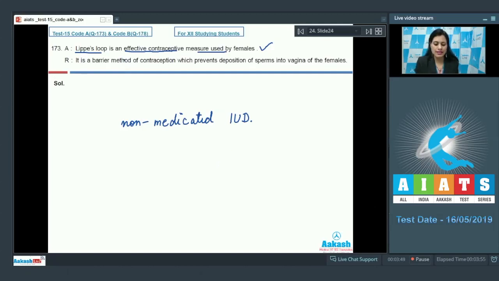Now the reason given is it is a barrier method of contraception which prevents deposition of sperms into vagina of the females, and this is an incorrect statement because Lippes loop is not a barrier method, but it is a device which is inserted in uterus with the help of a doctor or trained nurse. So as the reason given is a false statement, but the above given assertion is a correct statement, we can mark it as 3. Now let's discuss our next question.